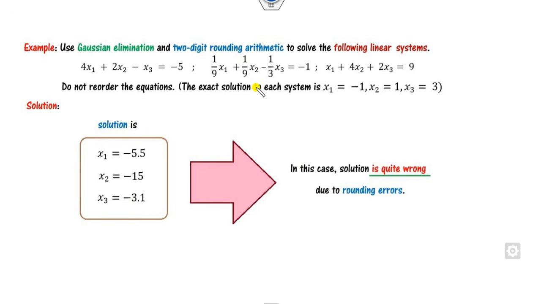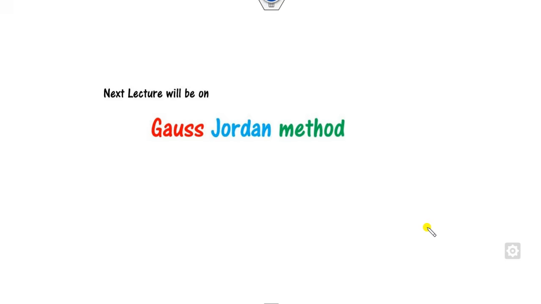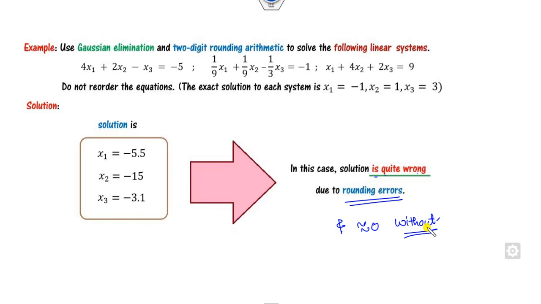So the reason behind this is that the solution is quite wrong due to the rounding error, and the diagonal entries are almost 0 but partial pivoting was not used. So remember, always use partial pivoting if nothing is given to you in this situation. I hope you can learn the various concepts and the shortcut tricks for solving such problems.